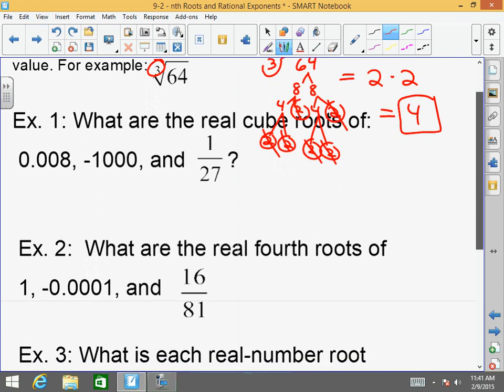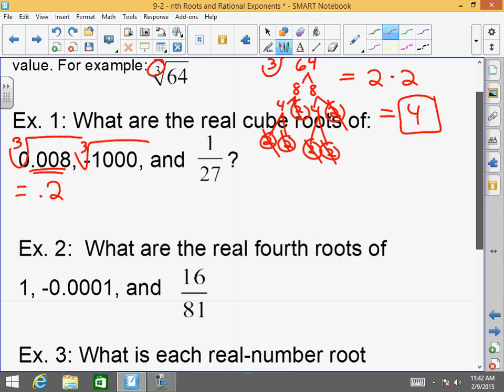What are the real cube roots of the following? So let's say I have a cube root here of 0.008. Well, ignore the decimals for a second. Hopefully by now you remember that the cube root of 8 is 2. But there's 3 decimal points. So this is going to be 0.2. Because 0.2 times 0.2 times 0.2 is 0.008. I have 3 decimal points, so I got to go 3 to the left, rendering me with the radicand of 0.008.